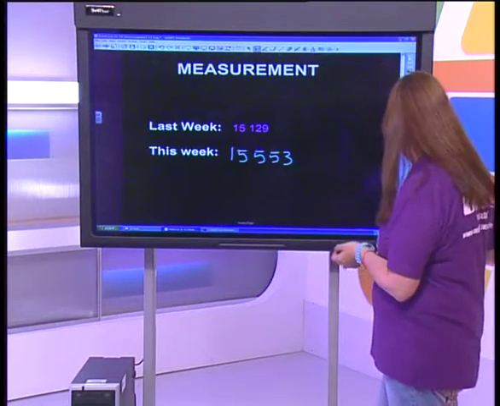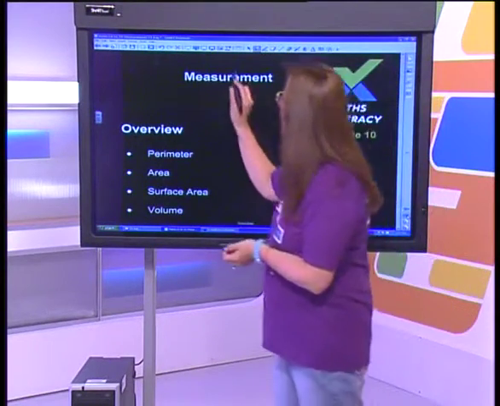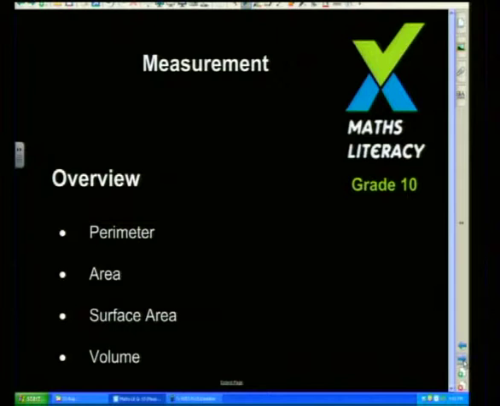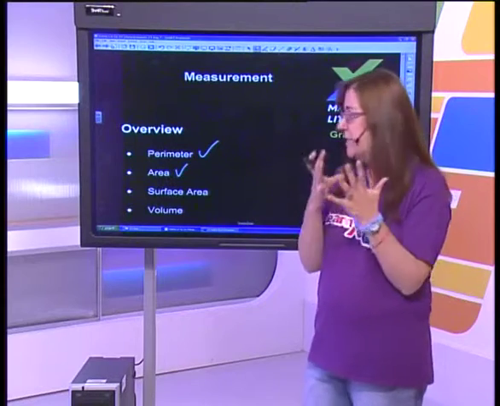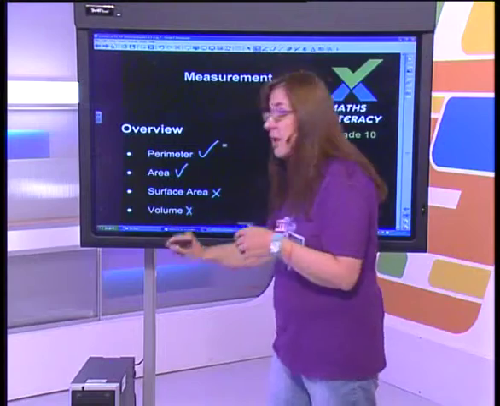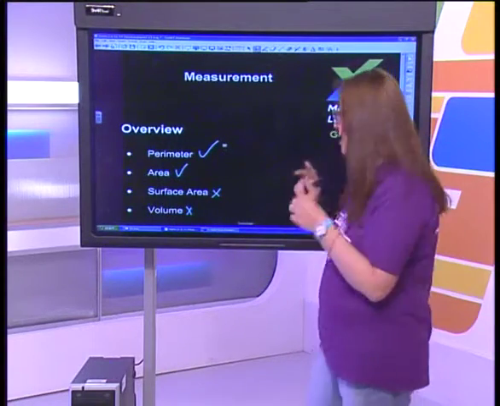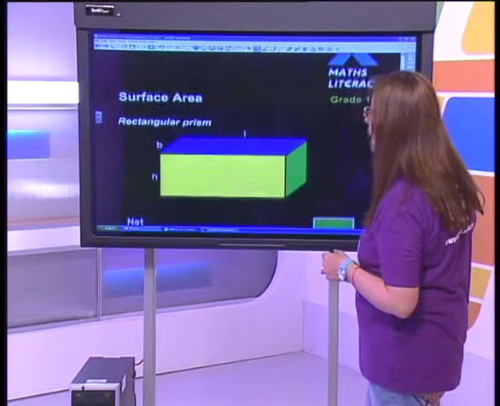Right, let's start with today's lesson. Last week, and the week before, we did perimeter, and we did some area. We did some examples and questions where we included perimeter and area. Today, I want to focus on surface area and volume. Firstly, I'm going to start with surface area and then go into volume. So let's look at our shapes.